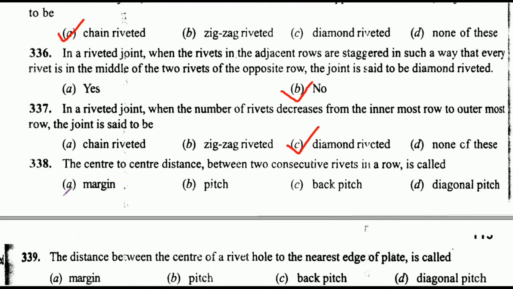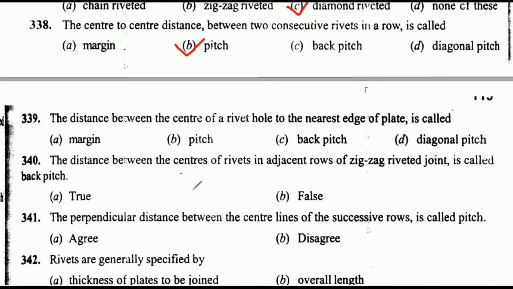Next is the center to center distance between two consecutive rivets in a row is called margin, pitch, back pitch, diagonal pitch. Here friends, correct answer is option B, that is pitch. Next is the distance between the center of a rivet hole to the nearest edge of plate is called. Options are margin, pitch, back pitch, diagonal pitch. Here friends, correct answer is option A, that is margin.